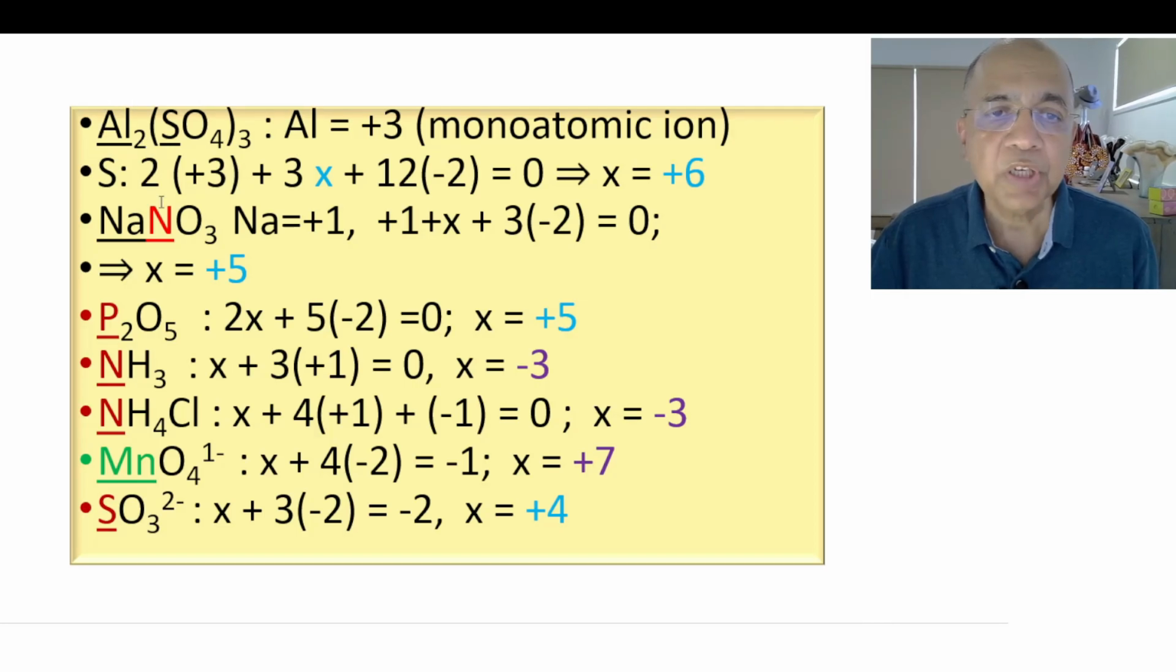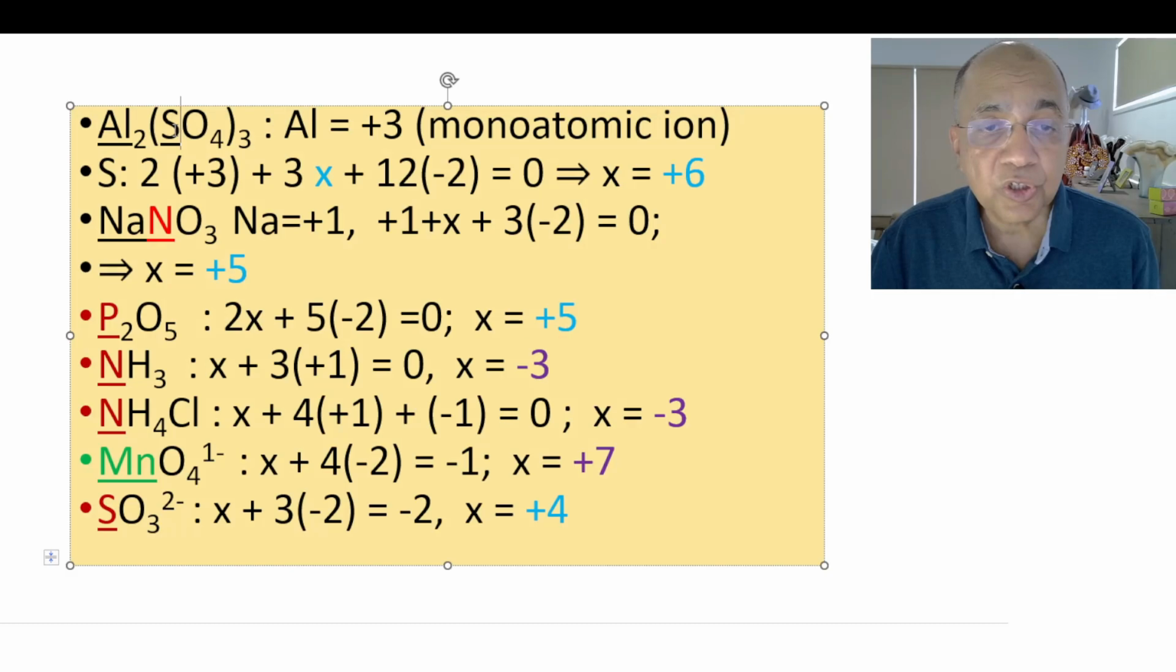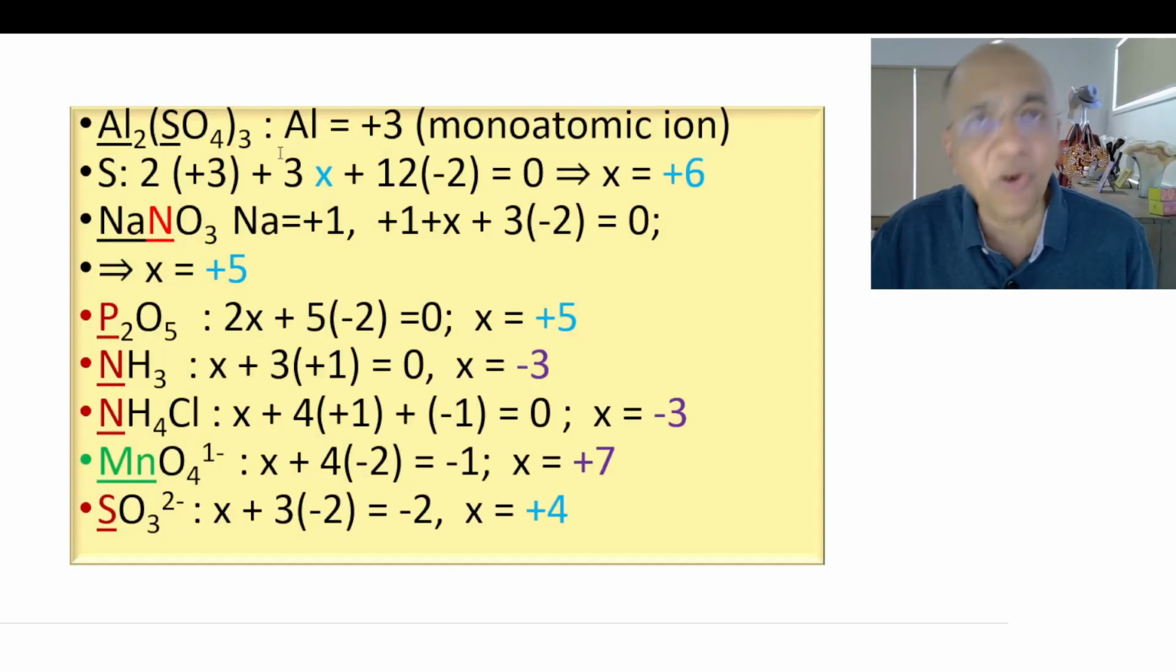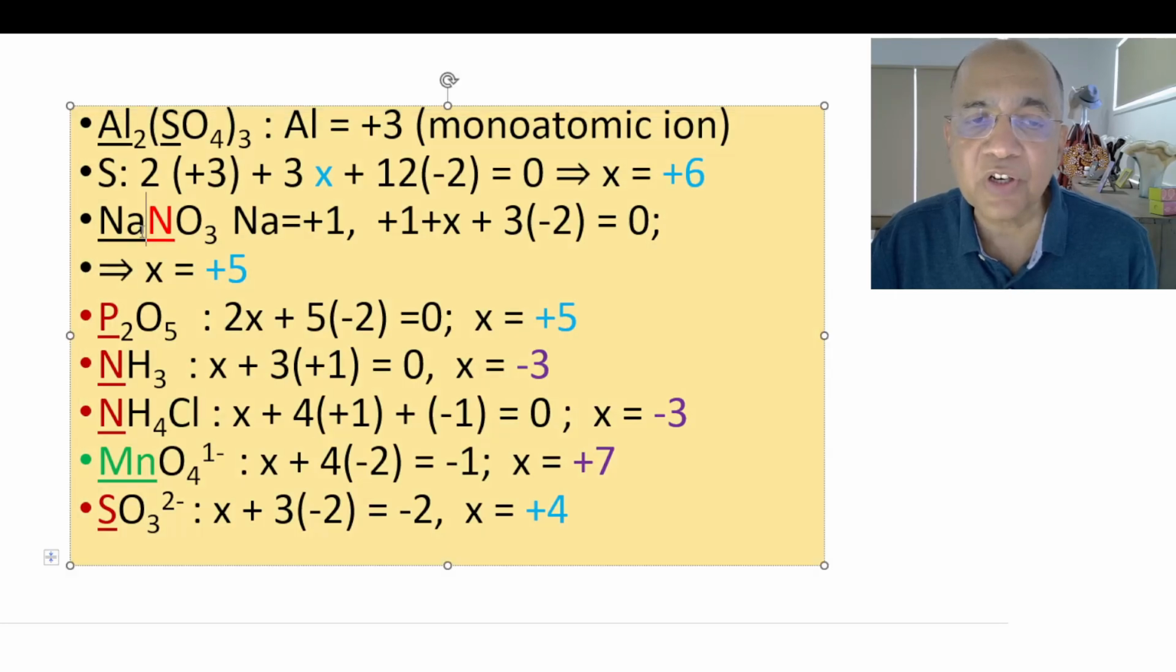For 2 aluminium, 2 times +3, plus there are 3 sulfur atoms, so 3 into X, and there are 12 oxygen atoms, so 12 times -2, and that is 0. It's a neutral molecule. X is found to be +6. Same thing, whatever we got for sulfuric acid, the same sulfate ion is present here, so it is bound to be +6, right? Similarly, sodium nitrate, you find for sodium, you also find for nitrogen.